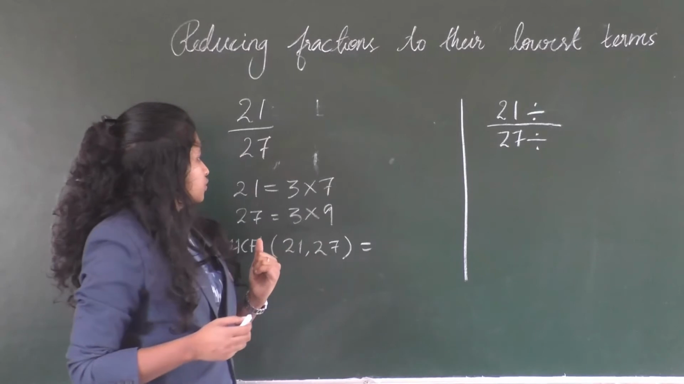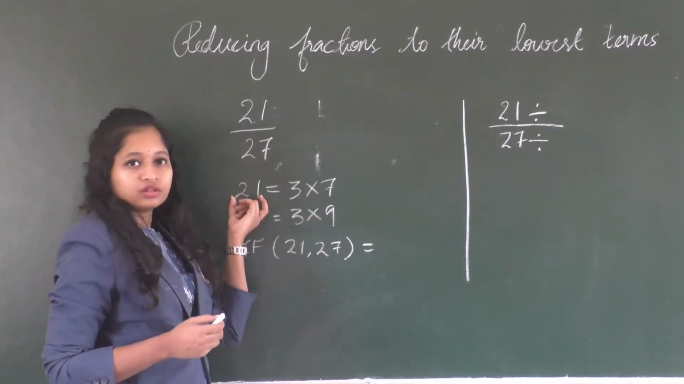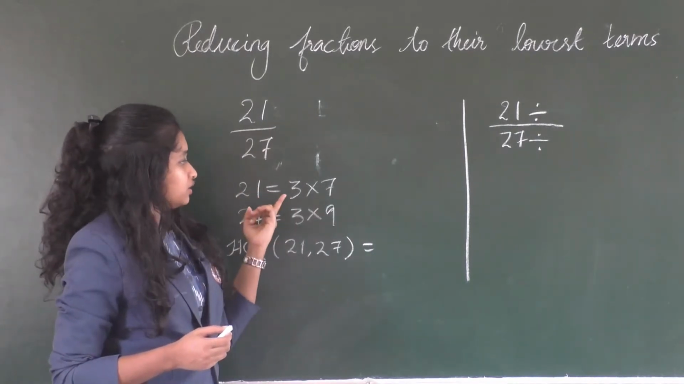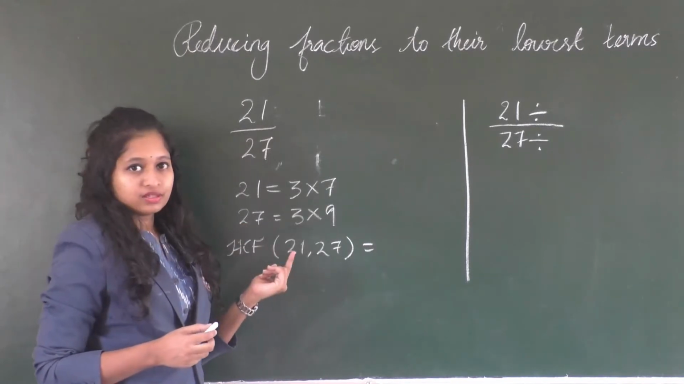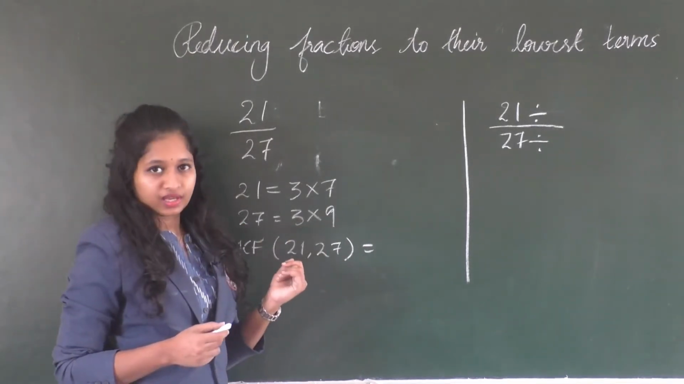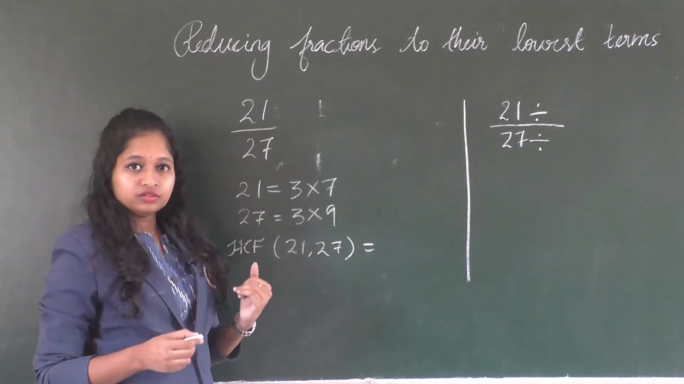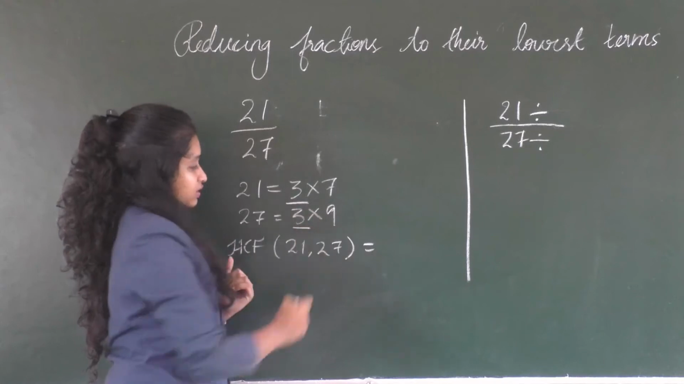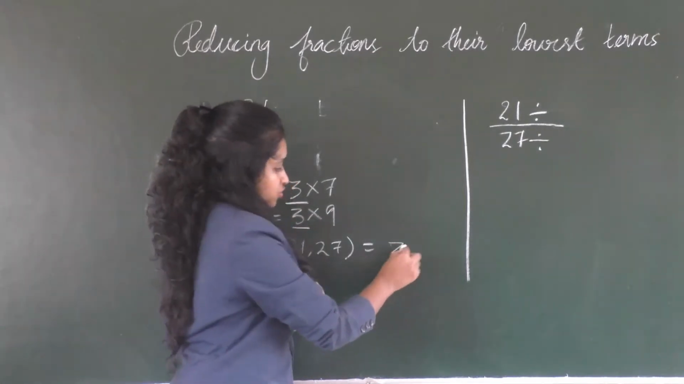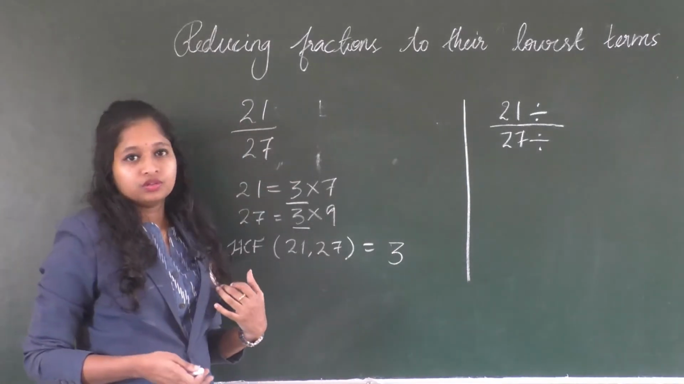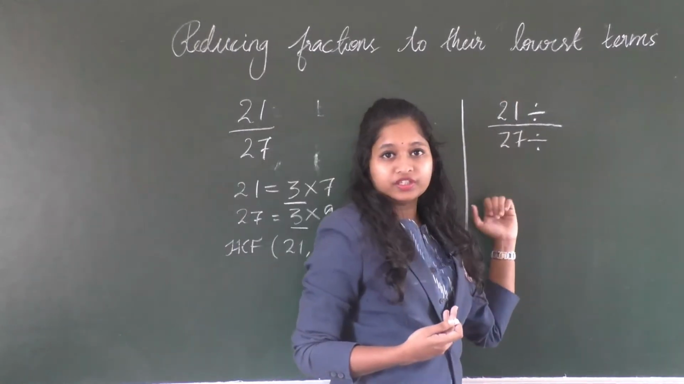Okay? So, here 21 can be factorized as 3 into 7 and 27 as 3 into 9. Now, what is the HCF? Highest common factor? Yes, it is 3. So, the HCF of 21 and 27 is 3. So, what to do? We have to divide the numerator and denominator by 3.